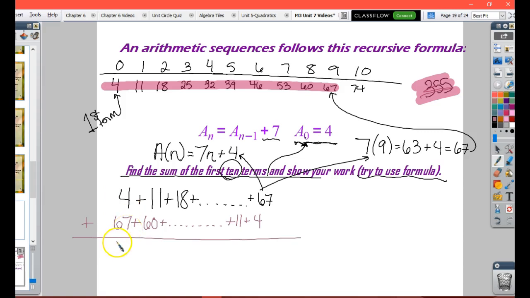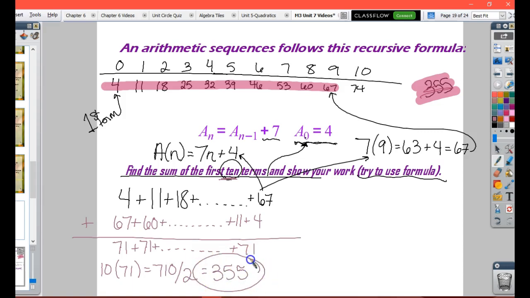67 plus 4, 71. 60 plus 11, 71. Weird. All of these come out to 71 when you reverse the sequence and add them together. Well, how many 71s will I have? I'm finding the sum of the first 10 terms, so I'm going to have 71 times 10 of them, which is 710. Now remember, this was 71 because we double stacked the sequence. So I actually don't want twice the sequence. I'm going to divide by 2, and that gives me 355.